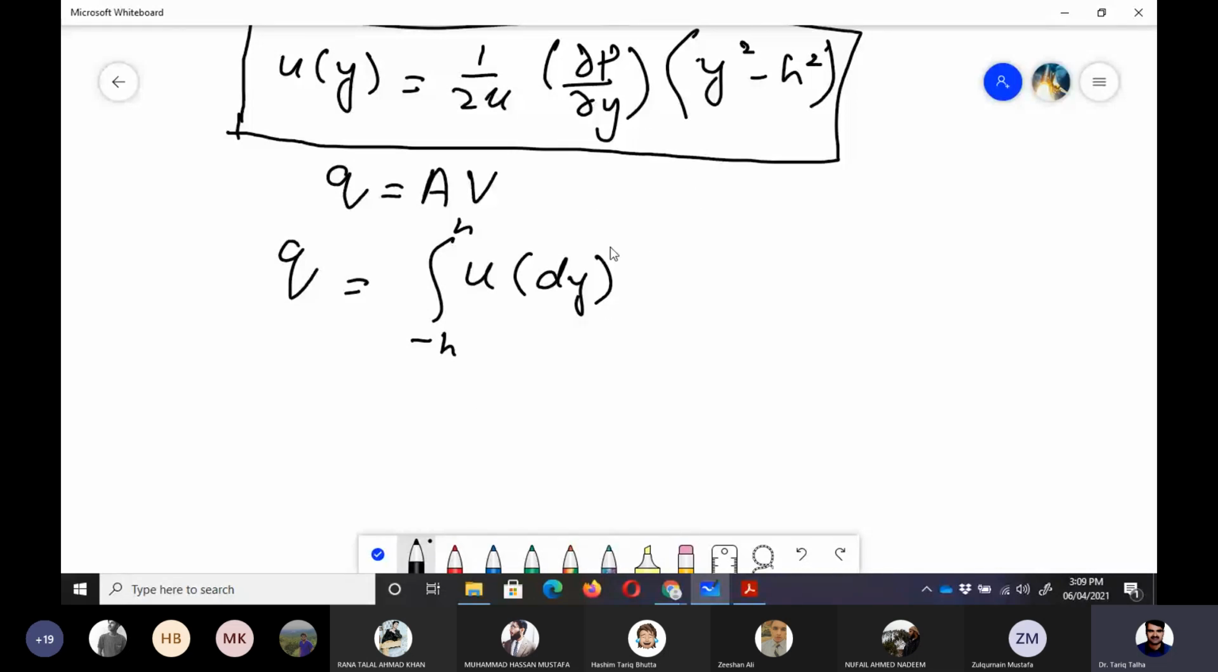Now how do we calculate u into dy? We need to put this relation here and then integrate. We know that 1 upon 2 mu is constant, and then partial p by partial, I think it should be x, not y, in the relation.